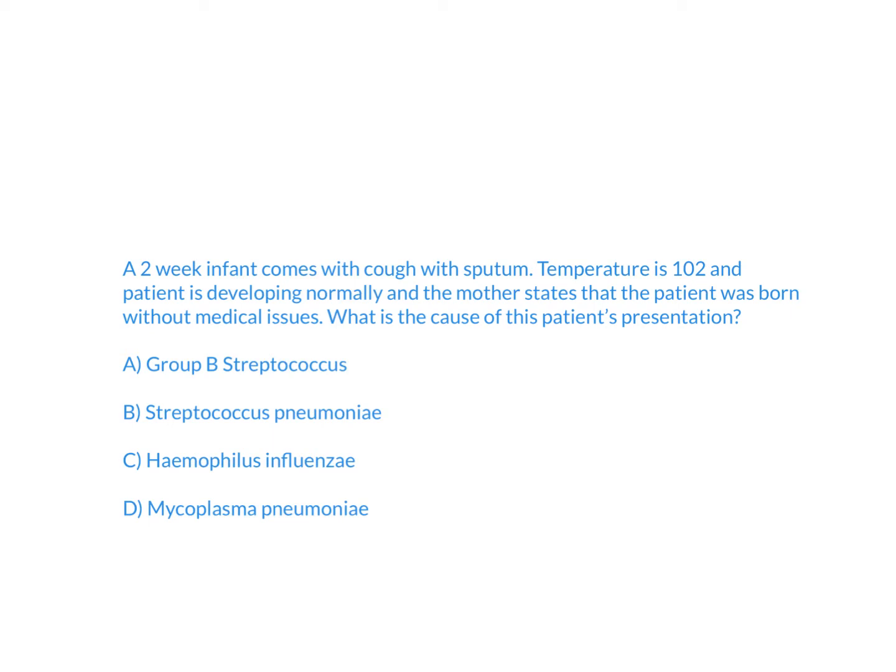A 2-week infant comes in with cough and sputum. Temperature is 102 and patient is developing normally, and the mother states that the patient was born without medical issues. What is the cause of this patient's presentation? So is it A, group B streptococcus, B, streptococcus pneumoniae, C, Haemophilus influenza, and D, Mycoplasma pneumoniae?